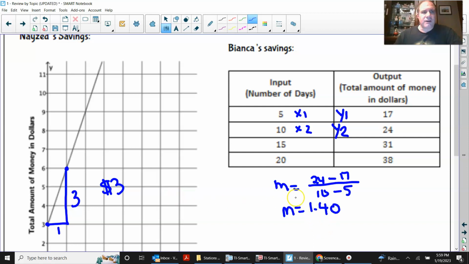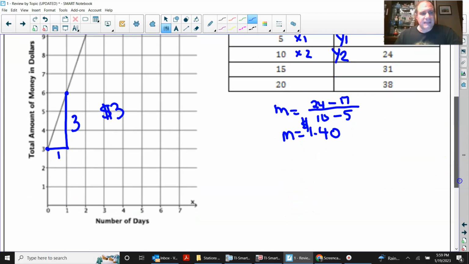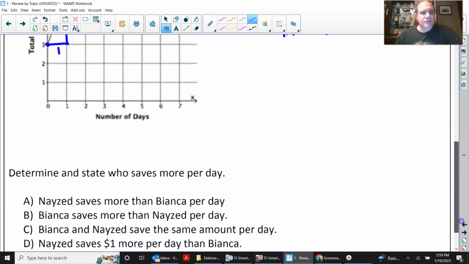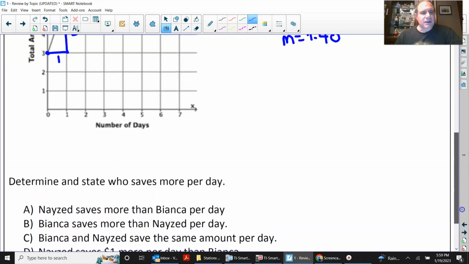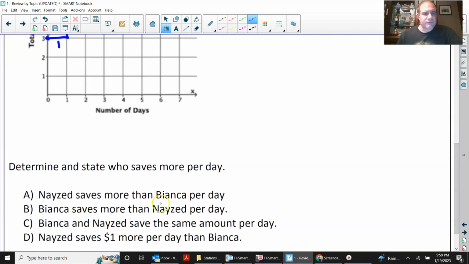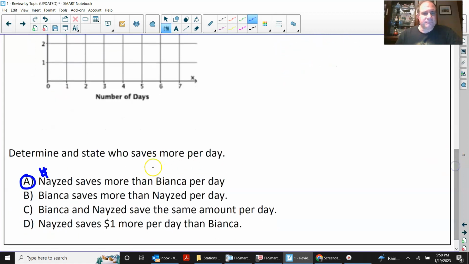And if we're talking about money, $1.40. So obviously that person over there determined who saves more per day. Yes, this person saves more than Bianca per day, because they're saving $3 and Bianca is saving $1.40. And that is it. A is your answer.